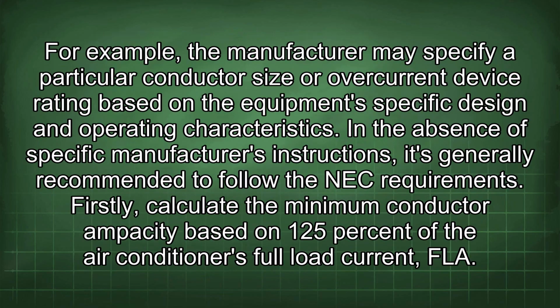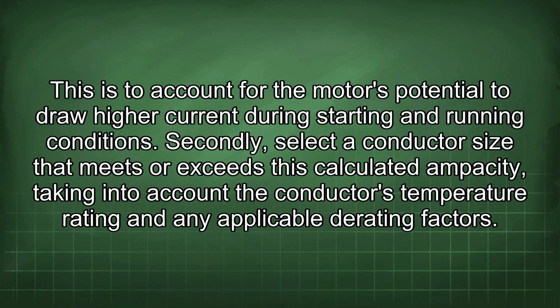For example, the manufacturer may specify a particular conductor size or overcurrent device rating based on the equipment's specific design and operating characteristics. In the absence of specific manufacturer's instructions, it's generally recommended to follow the NEC requirements. Firstly, calculate the minimum conductor ampacity based on 125% of the air conditioner's full load current flow. This is to account for the motor's potential to draw higher current during starting and running conditions.